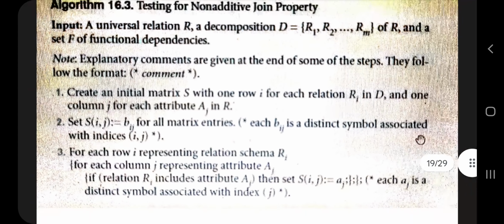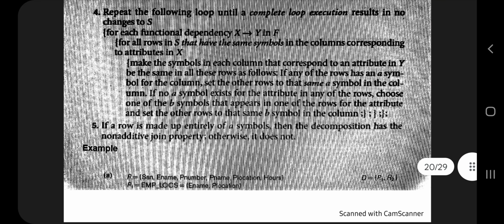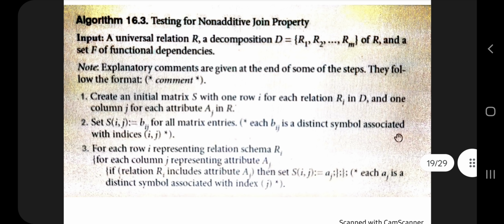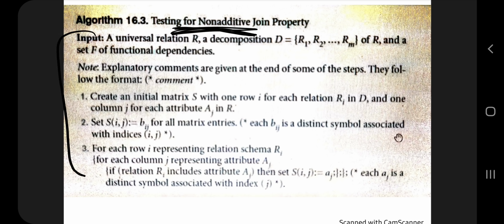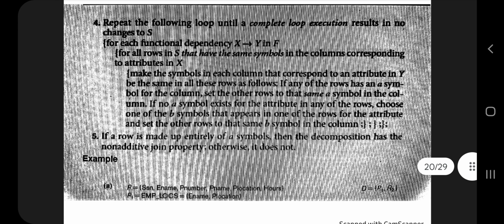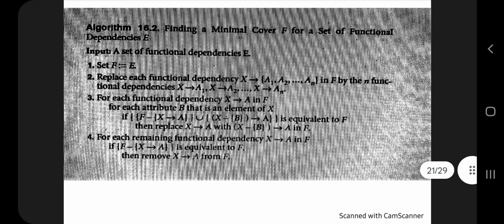The picture is not clear, but you can get the same thing in the notes. So the first is the lossless join property. This is the algorithm which you have to write, and whatever numerical they have asked, you have to answer that. There are 5 steps in it. The next algorithm is finding the minimal cover. This algorithm has 4 steps. And the third one is determining the closure of F. This is a small, easy algorithm.